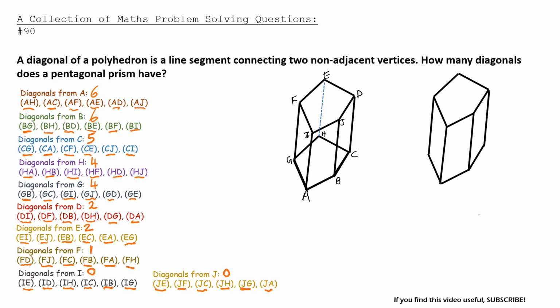So what is the total number of diagonals? The total would be 6 plus 6 plus 5 plus 4 plus 4 plus 2 plus 2 plus 1, and that gives us 30, which is the answer.